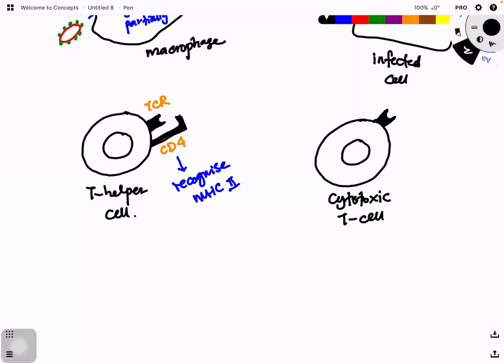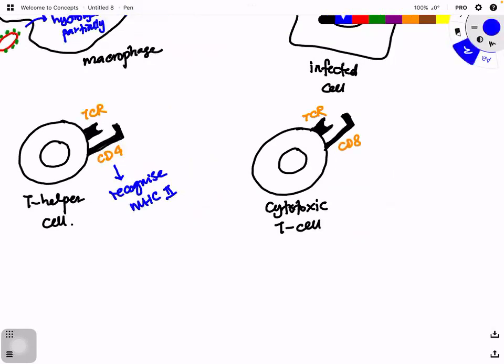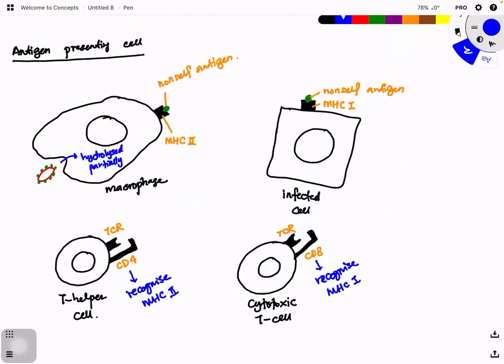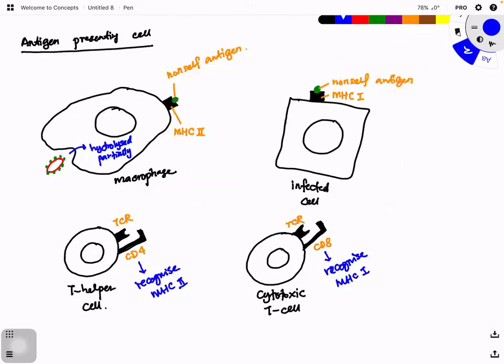Okay, they also have this T cell receptor, and they do have a co-receptor as well. But this co-receptor is known as CD8, and CD8 can only recognize MHC class 1. Okay? Clear? You can take a photo of this.